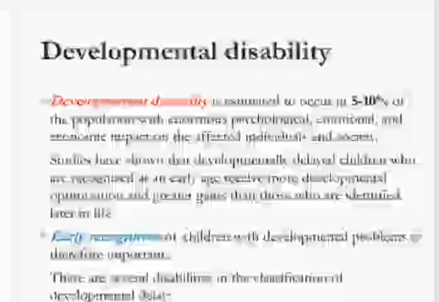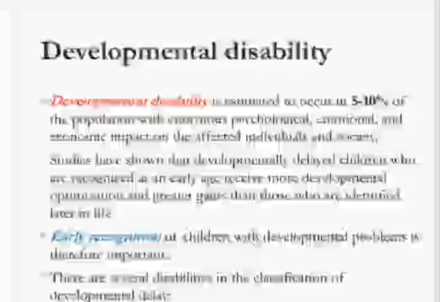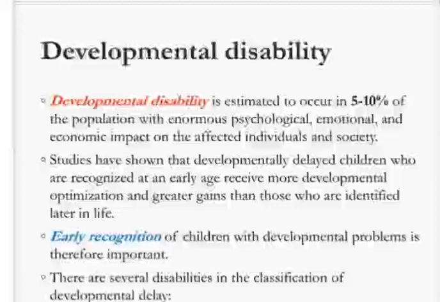Developmental disability is estimated to occur in 5 to 10% of the population, with enormous psychological, emotional and economic impact on the affected individuals and the society. Studies have shown that the developmentally delayed children who are recognized at an early age receive more developmental optimization and greater gains than those who are identified later in life. The early recognition of the children with the developmental problem is therefore important.